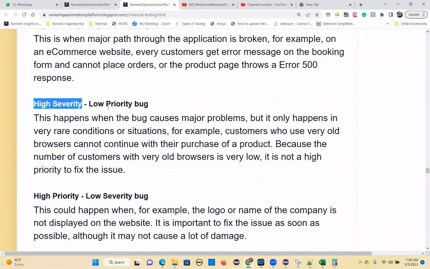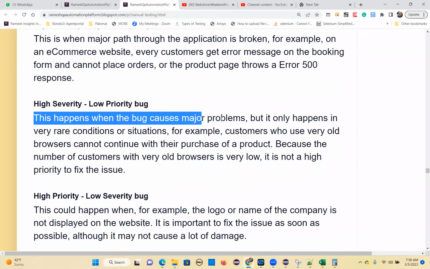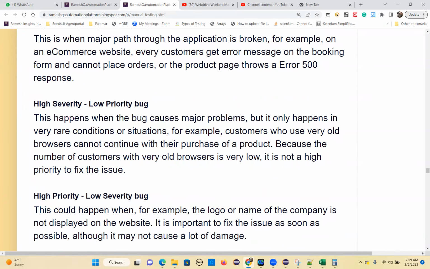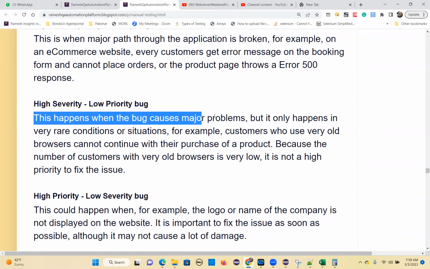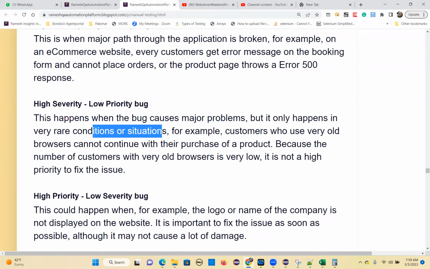High severity, low priority bug. This happens when a bug causes major problems, but it mainly happens in very rare conditions or situations. Then you give high severity, low priority. Very rare cases you will get this, but functionality is broken. The major problems are there, but only in very rare conditions will you see this issue.